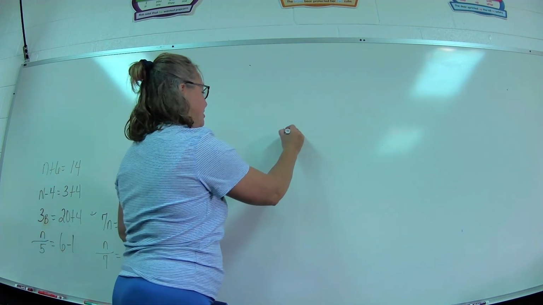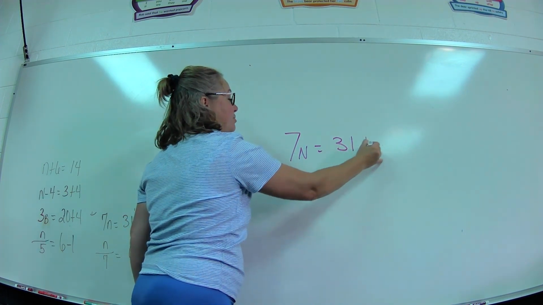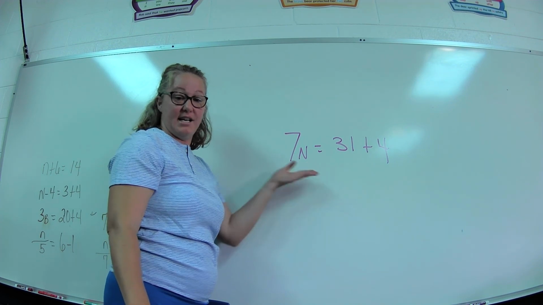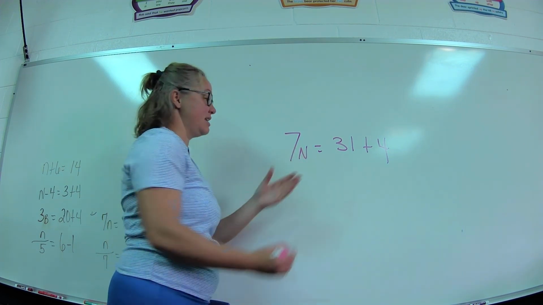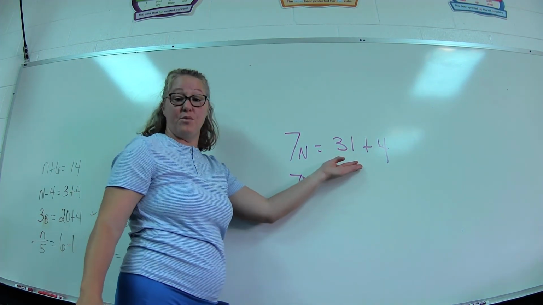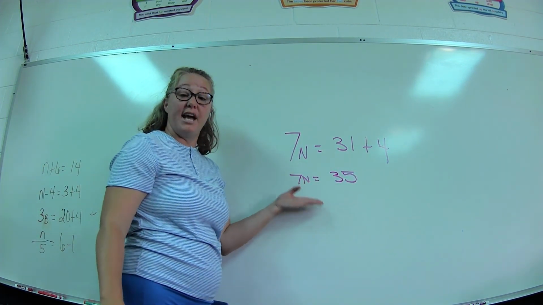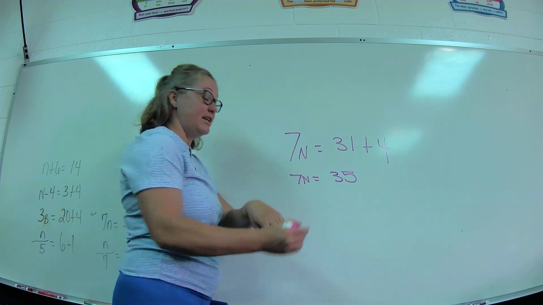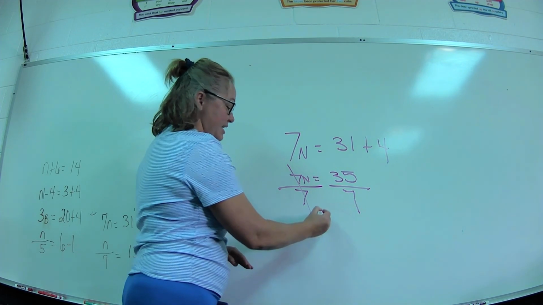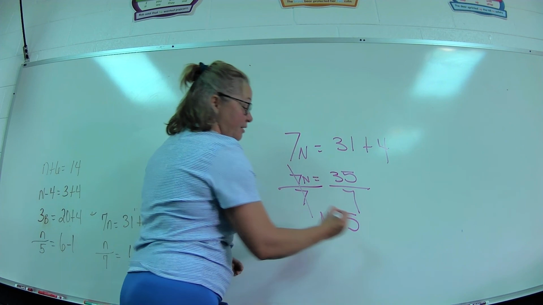All right, let's switch gears a little bit. 7n equals 31 plus 4. 7n means 7 times n. All right, it's together. It means 7 times n. All right, so I don't know the value of n, so 7n equals, I know 31 plus 4 gives me 35. Now, this is a multiplication, so now I have to divide. So divide by 7, divide by 7. That gives me n by itself. 35 divided by 7 gives you 5.